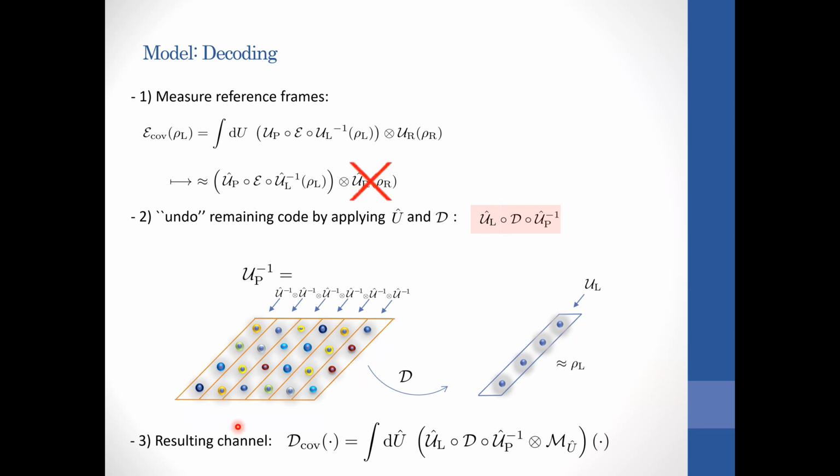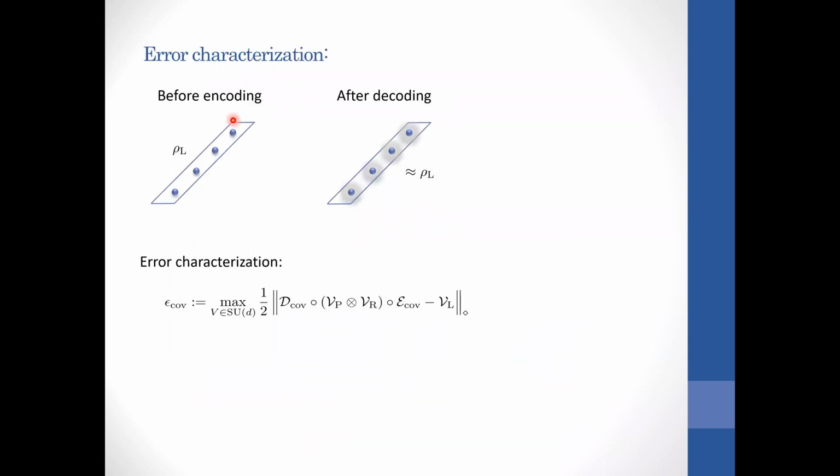In terms of the actual decoder channel, it looks like this. And again, we have the Haar measure. So let's look at the characterization of the error involved in this process. Before the encoding, we started with a logical state, rho_L. After the encoding and decoding, we ended up with approximately this logical state, but again, with a little bit of error. So far I haven't talked about any error models. As you see, after encoding and decoding, there is a small error, and this is independent of the error models we introduced. So that's something to take into account.